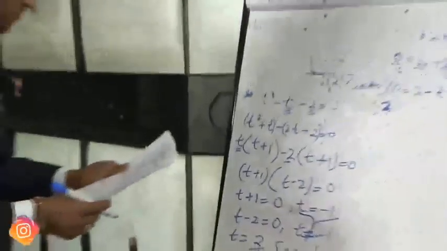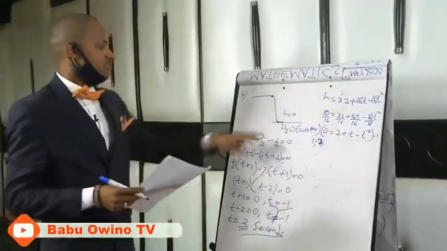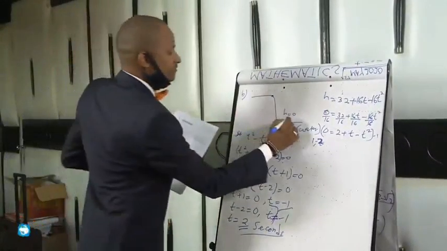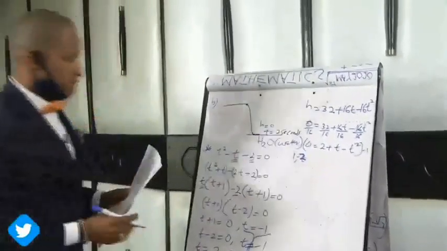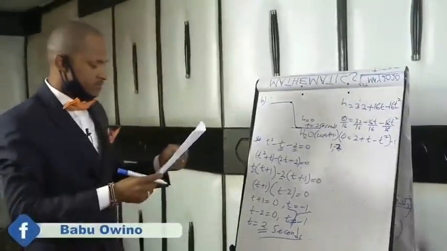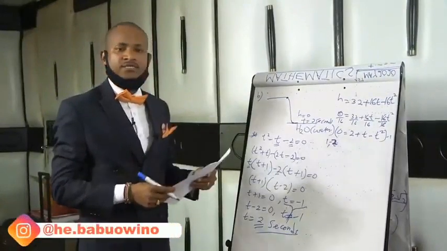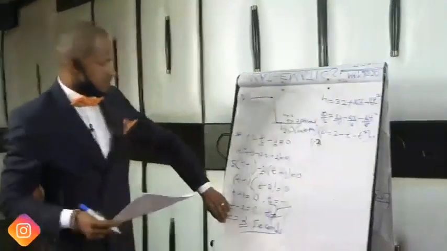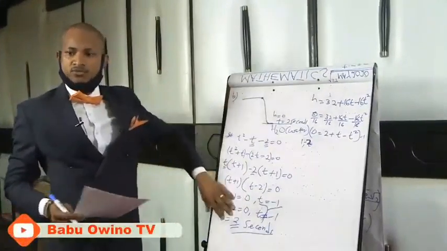So that is the first part of the question. That is the time he took to hit the water surface. So at the water surface, the time is 2 seconds. Then the next part of the question is to find the velocity at which he hit the water surface. So I want you to keep in mind that time is equal to 2 seconds.